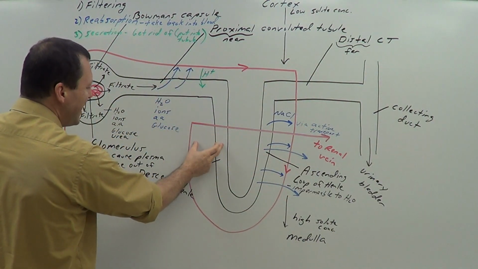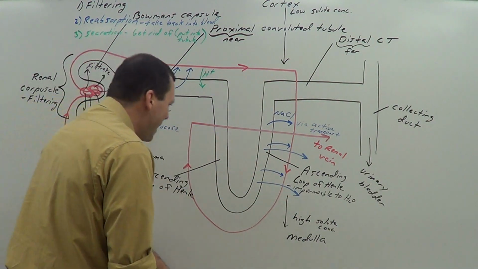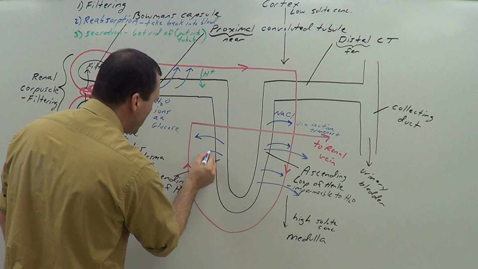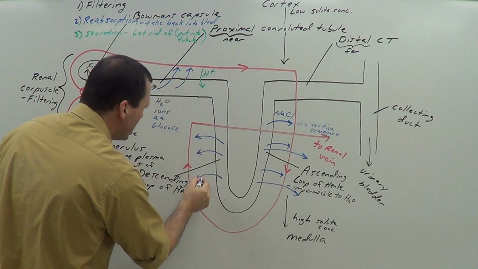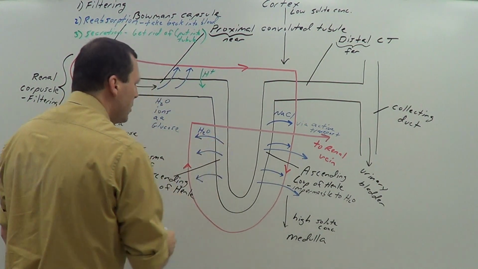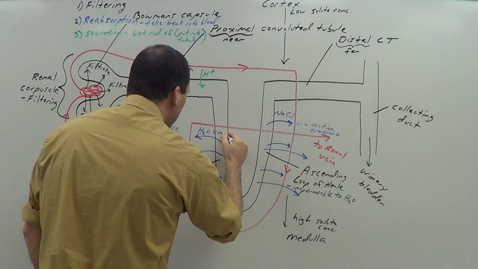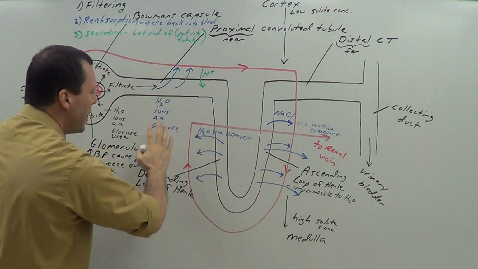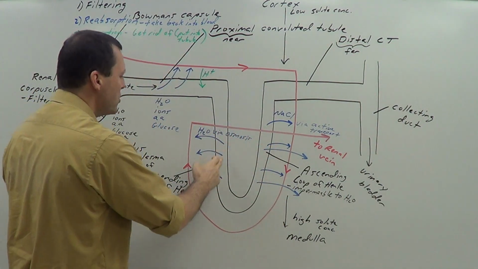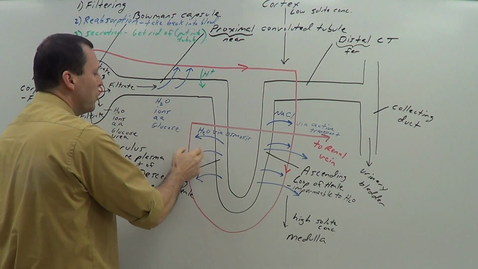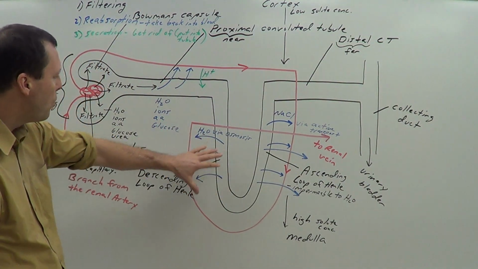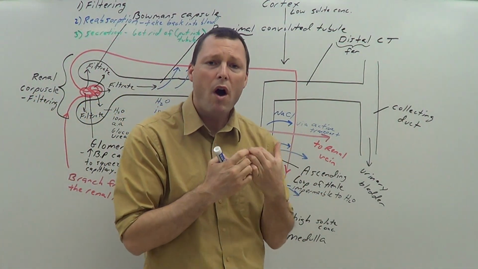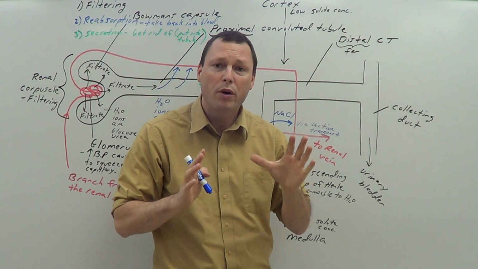Now let's go back to the descending limb. And what's going to happen here is that water is going to come out. So let me go ahead and show the water coming out. So water moves out via osmosis. Remember, there's sodium chloride around this entire area. So water wants to go from where there's less solute to where there's more solute, or sodium chloride. So water's moving out. And this is going to be very important for reclaiming a lot of water, because water is a land animal's most important resource.